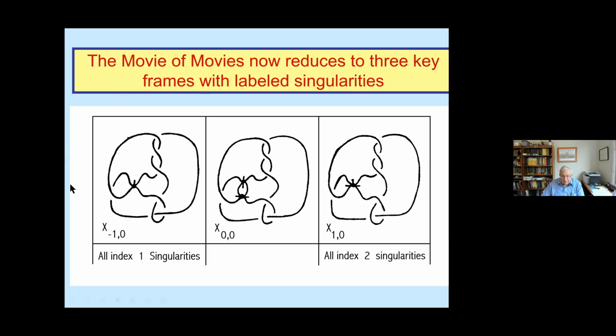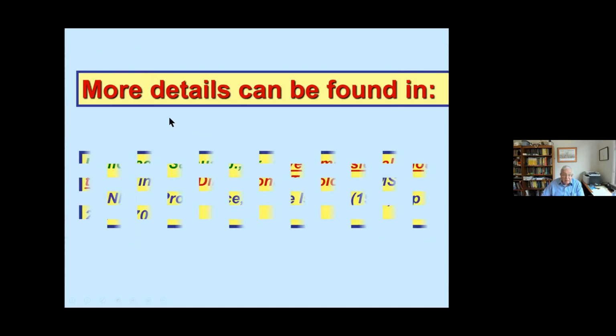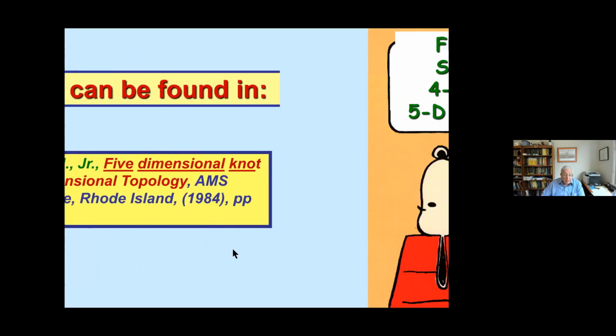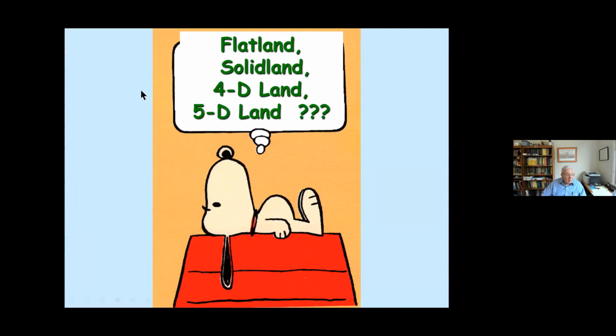This represents, in 3 frames, and this is most amazing, a 3-manifold. It can be very complex in terms of simply 3 frames. More details of this can be found in the following paper. This is on my website for those that are interested. It's 5-dimensional knot theory. And that's it.